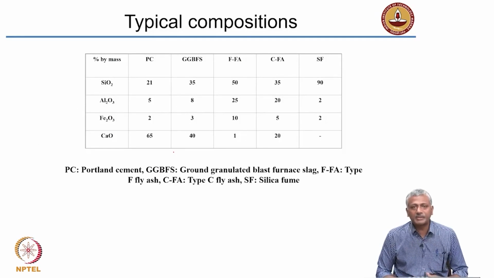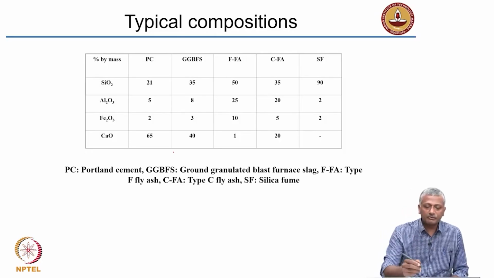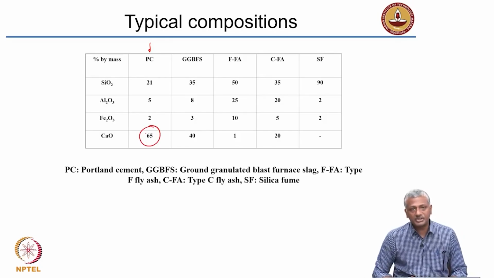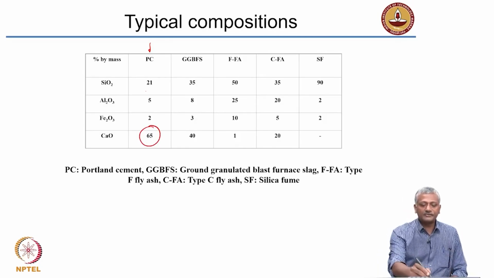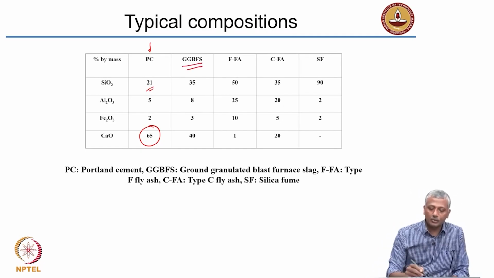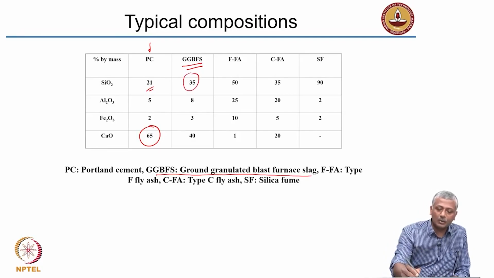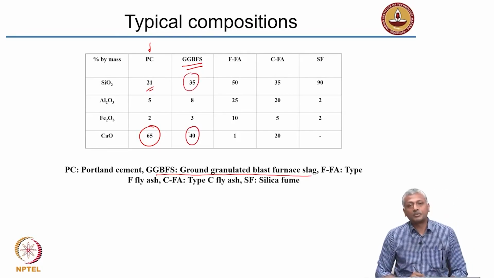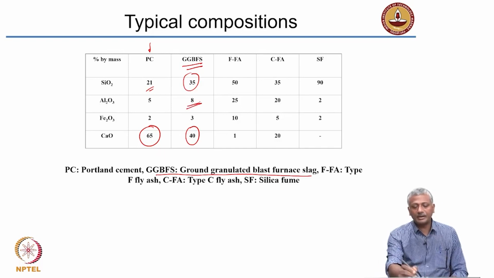So, just to give you some examples of typical compositions. If your cement is here, as I said, cement is mostly composed of calcium oxide, it is rich in calcium oxide, and less of silica and alumina and iron oxide. But when you take slag, for instance, ground granulated blast furnace slag, it has nearly equal quantities of silica and calcium oxide and significantly higher quantities of alumina.